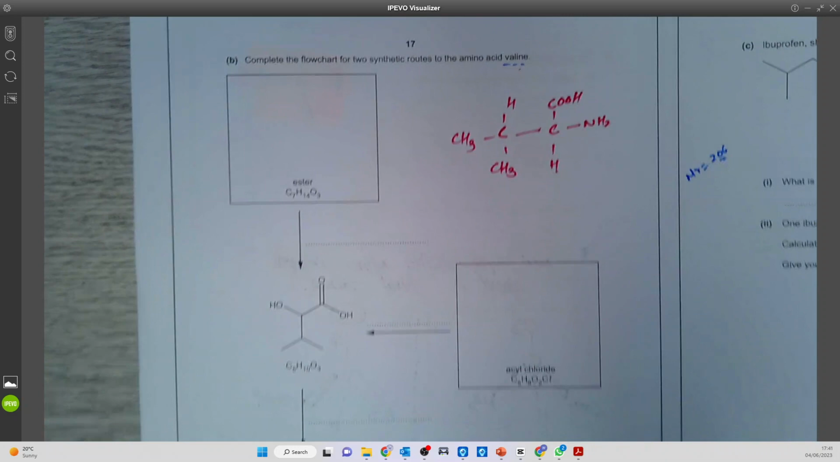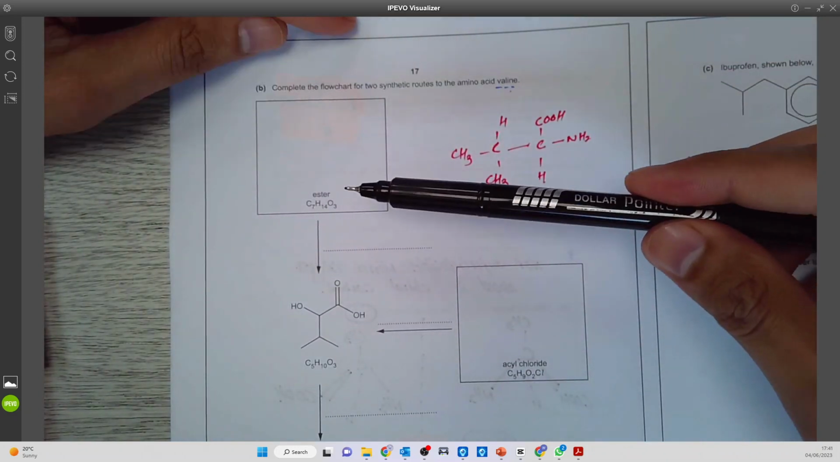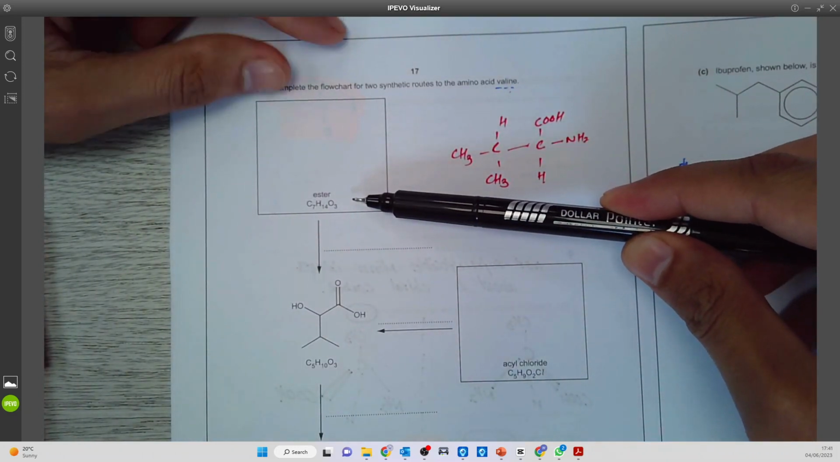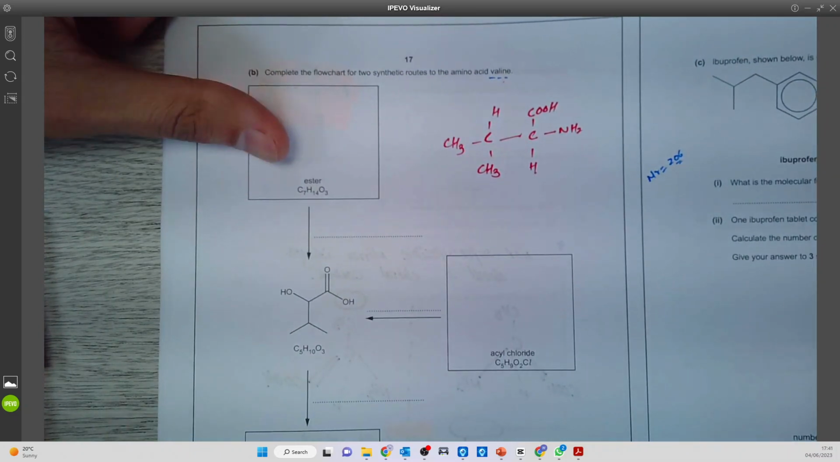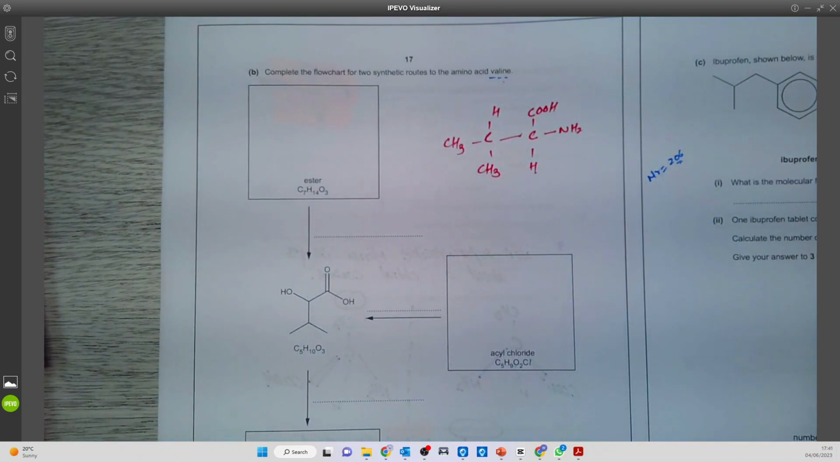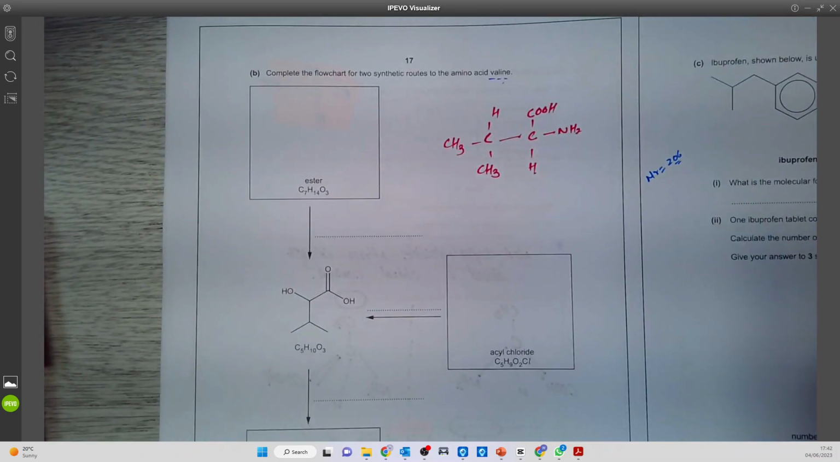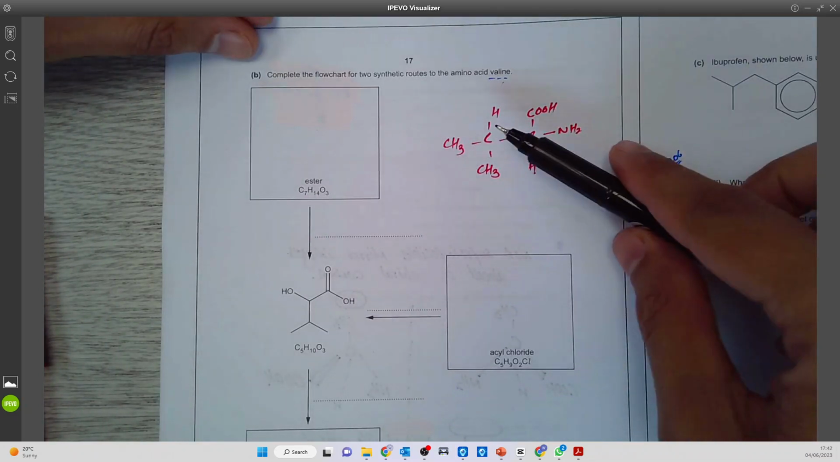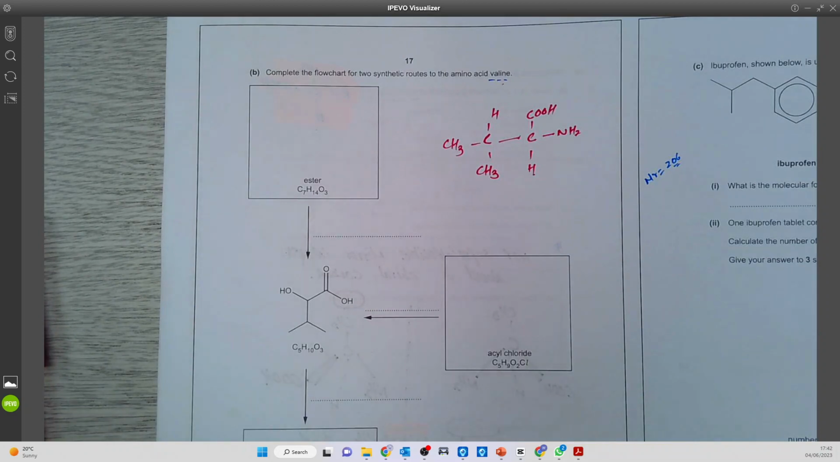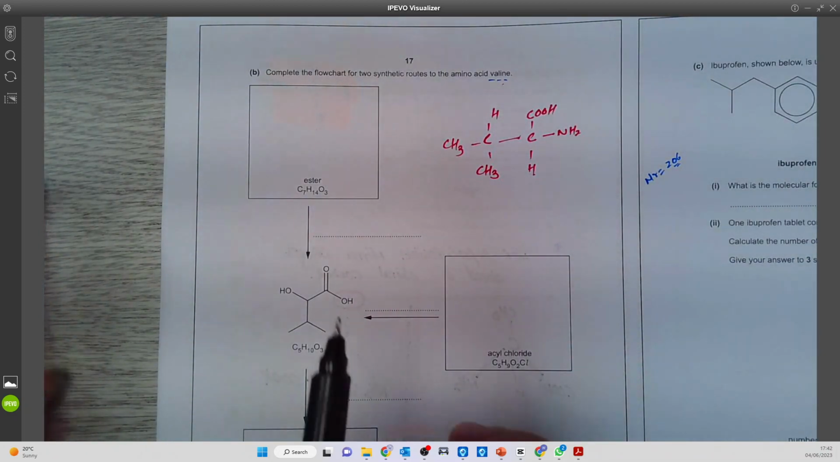So what we are doing here is we start with the ester. Isn't the carboxylic group supposed to be on the opposite end of the amine group? No, they can be anywhere because these are all single bonds. Single bonds have free rotation. Oh, okay. So we can now say we started with ester.